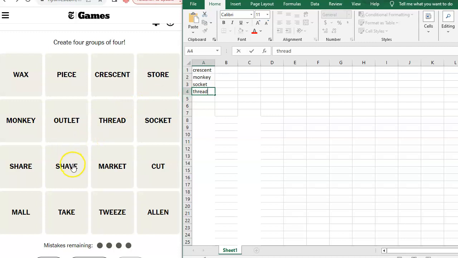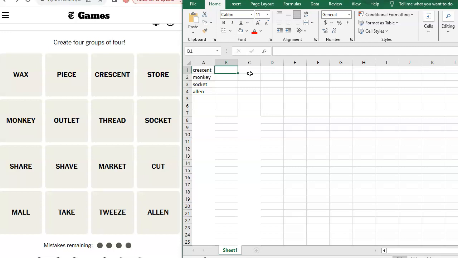Socket wrench, share wrench, shave wrench, market wrench, cut wrench, maul wrench, take wrench, tweeze wrench, Allen wrench. Oh, wait, Allen wrench. Okay, Allen wrench. All right, so those are four kinds of wrenches. I don't know if there's a thread wrench. I was just looking for a fourth one. So I'm going to leave that off for now.